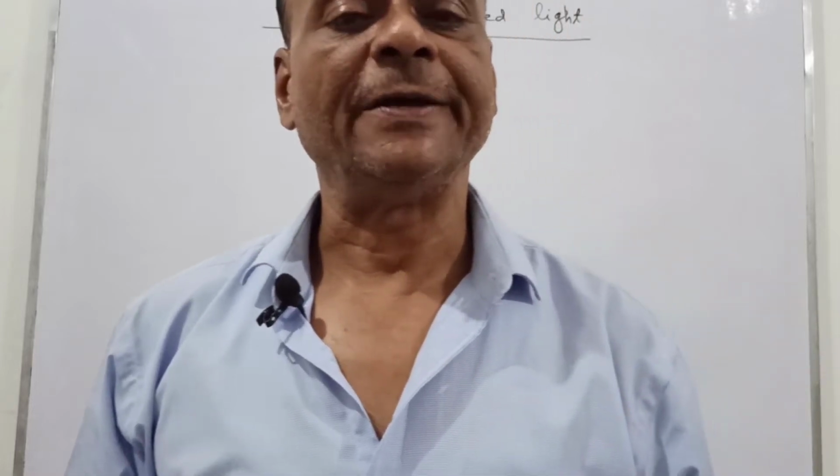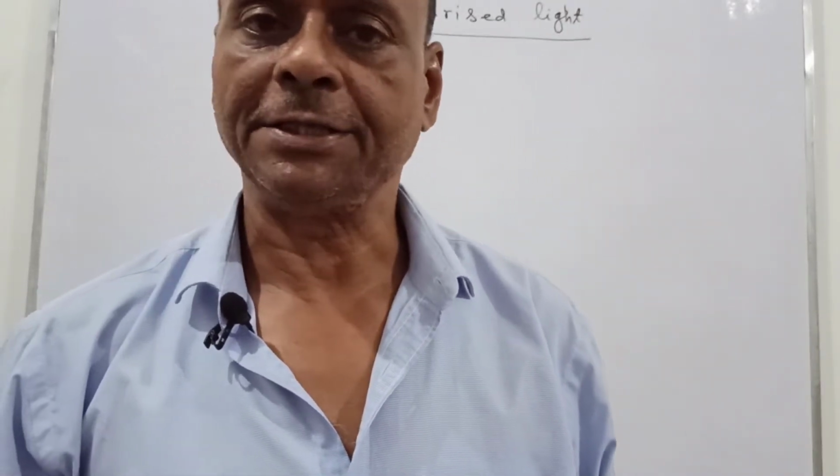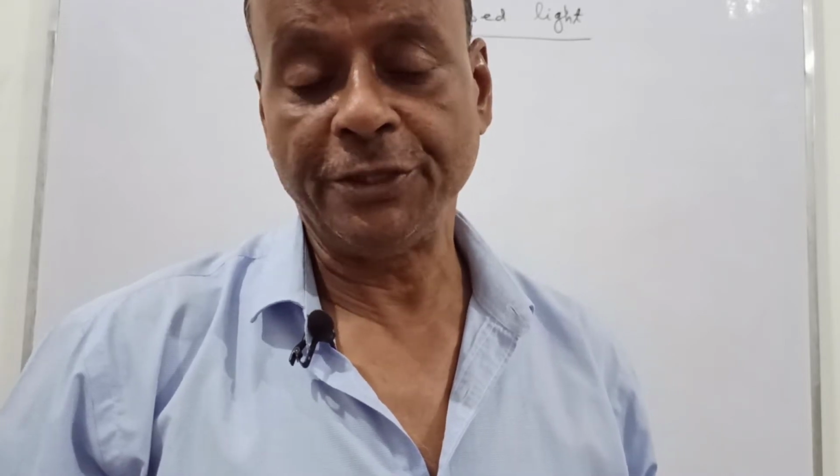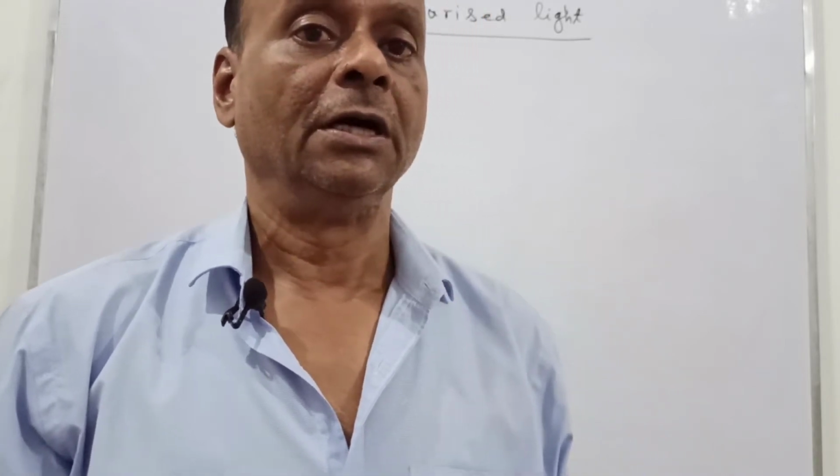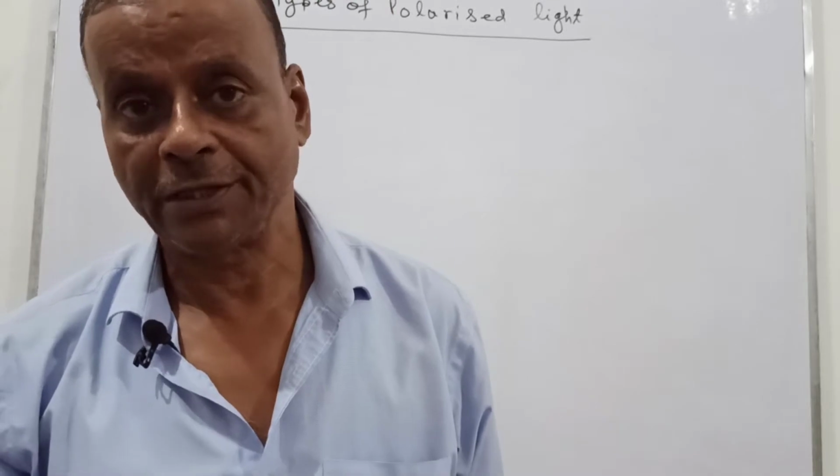Tell you the types of polarized light. In the previous video I have told you that the light is partially polarized, linearly polarized, but there are more polarized light. That is the circularly polarized light and elliptically polarized light.